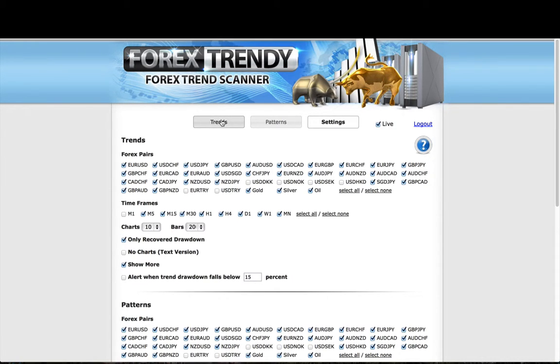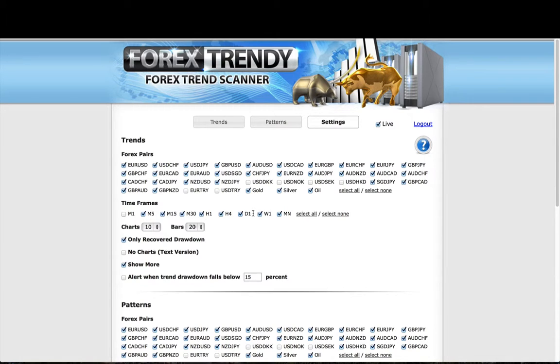The tool has trend charts. It has pattern charts, which we'll look at, but we don't actually use. And of course, the settings. Now, what you can see here is these are all the Forex pairs, and in fact, some other gold, silver, and oil, which are most probably CFDs that are being able to be displayed.